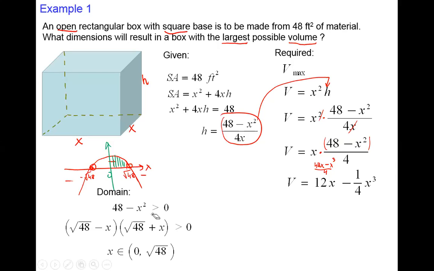Okay, we do have the domain. We have our function. Let's differentiate. That means the derivative of 12x, of course, is 12. The derivative of negative 1/4 x cubed is 3x squared over 4, and the negative stays. 12. Okay.